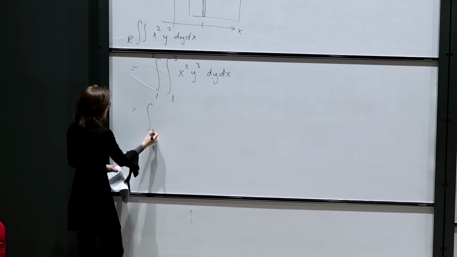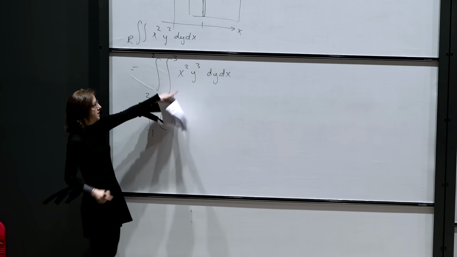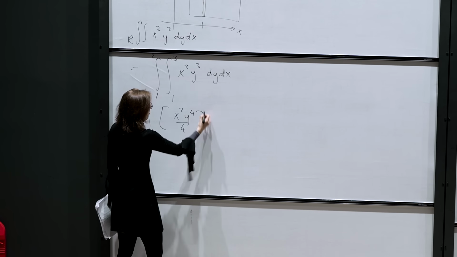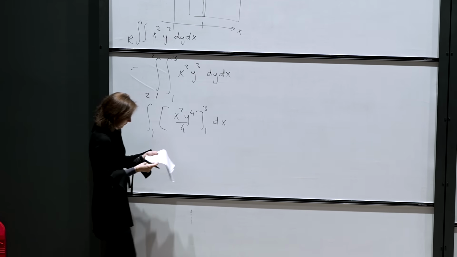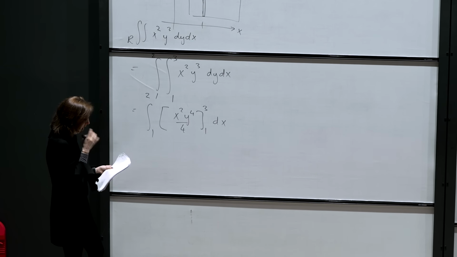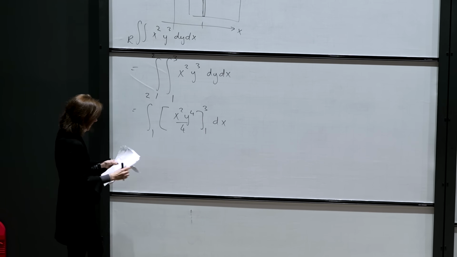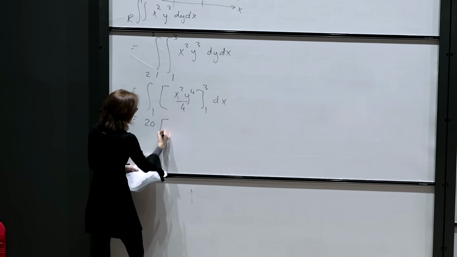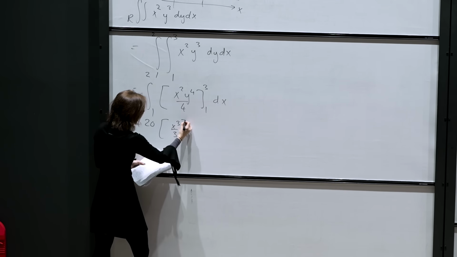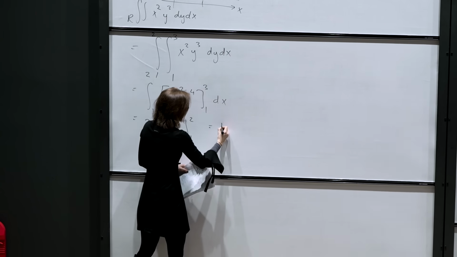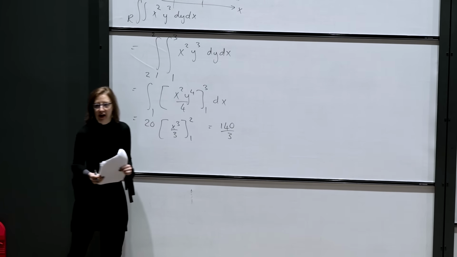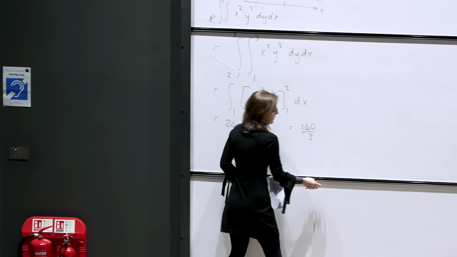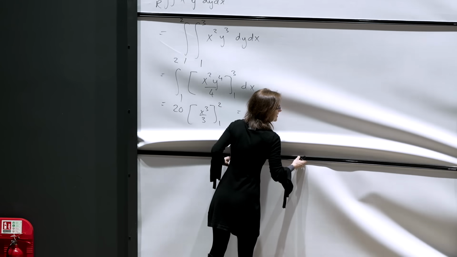So we work from the inside out, and integrating this integrand with respect to y gives us x squared y to the 4 over 4 between 1 and 3 dx. Which, to cut a longer story short, is 20 x cubed over 3 between 1 and 2, which is 140 over 3, as expected. So it doesn't matter what order we do things in, we get the same answer, as you'd expect.